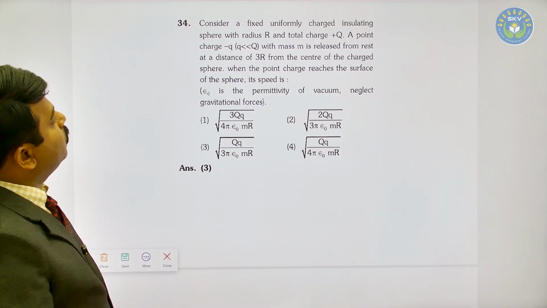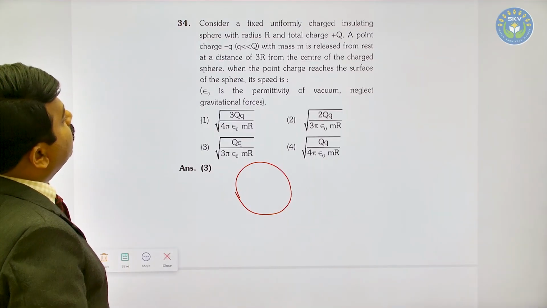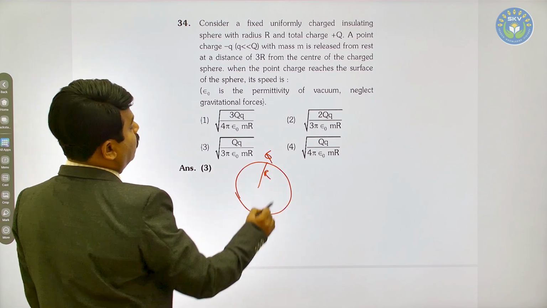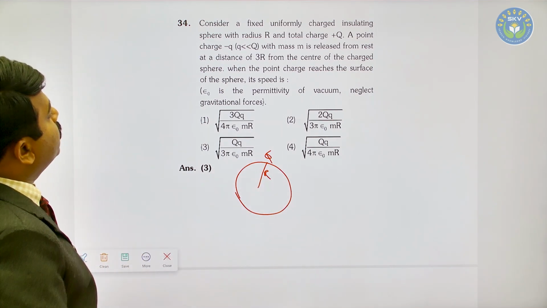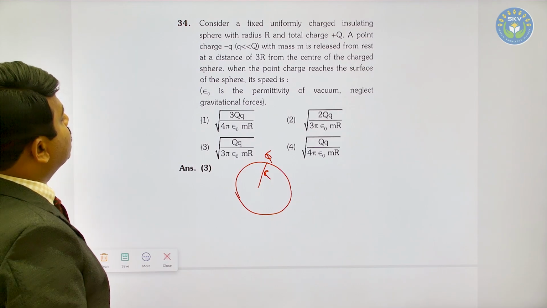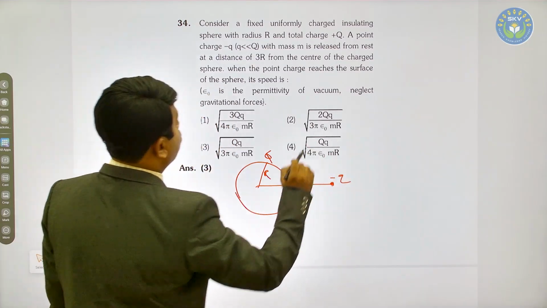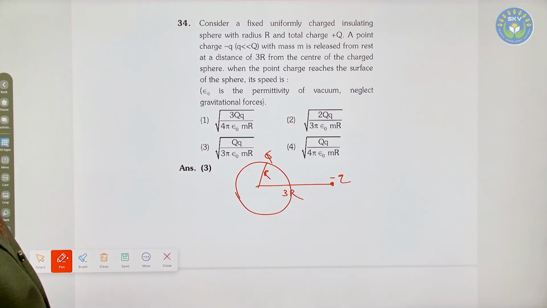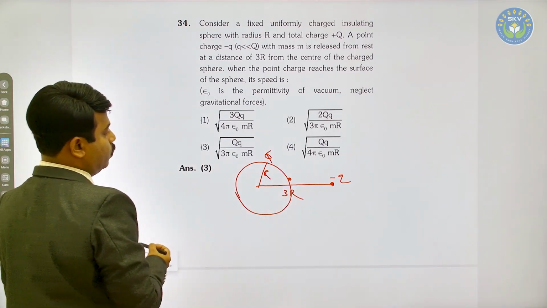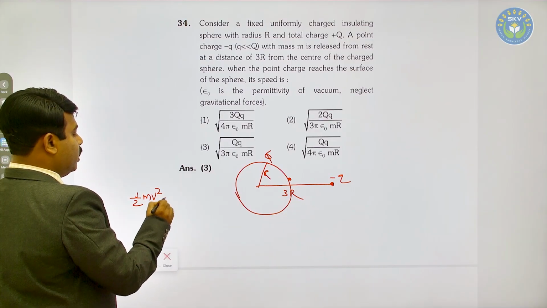Question number 34. Consider a fixed uniformly charged insulating sphere, right? It has a total charge Q and radius R. Now what is given? A point charge minus q, very much less than Q, and mass m, is released from rest at a distance 3R. From 3R distance, another charge minus q is released. Now they are asking, when the charge reaches the surface, what is the velocity? So at reaching time it has a velocity. What velocity is it?